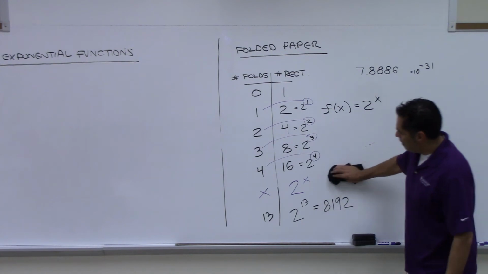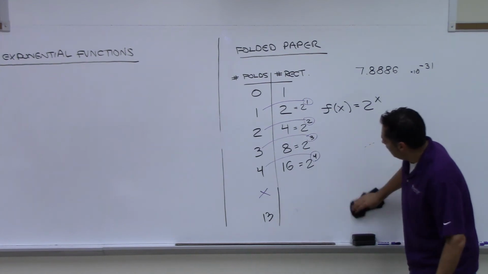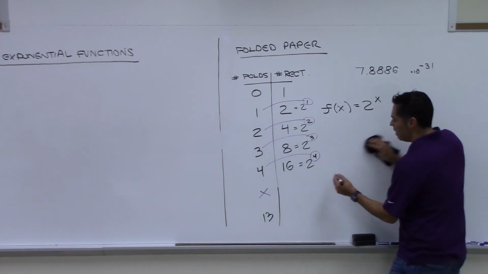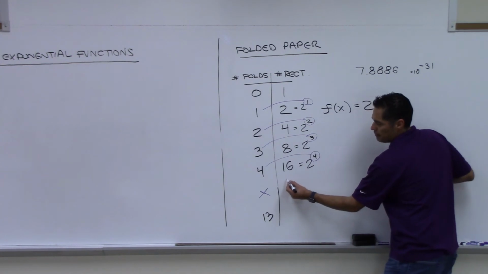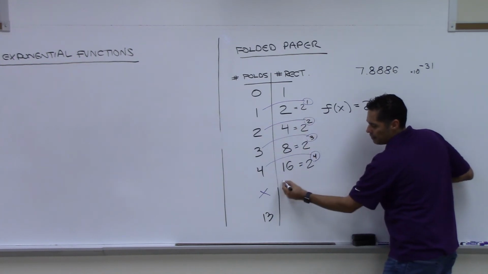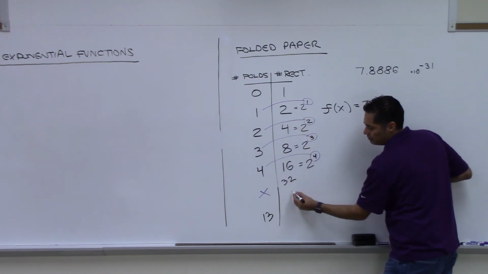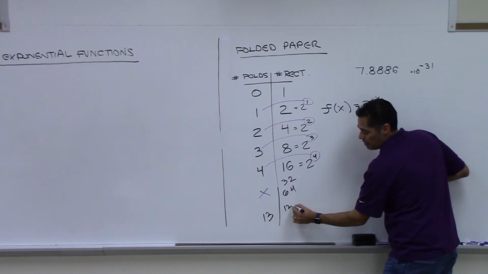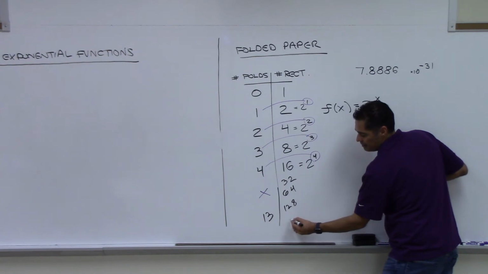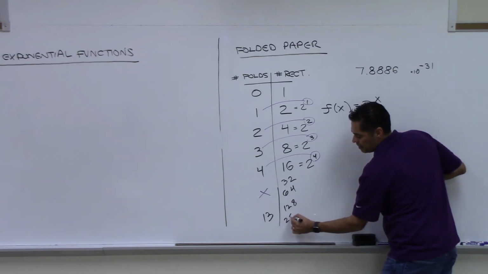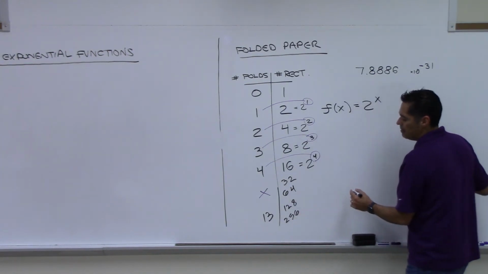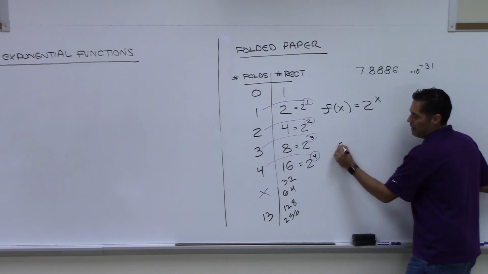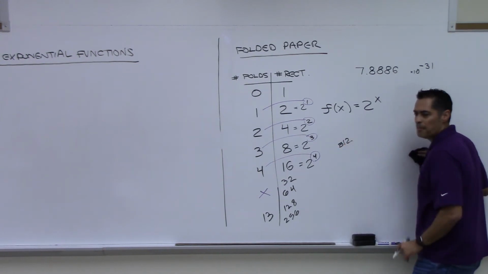This table over here, back on this example, if I would have continued this table, what would the next number have been? Remember, we're doubling each time. 32, what would have come after that? 64 after that. 128 after that. 256. Let's go again. 512. Okay, let's stop there.